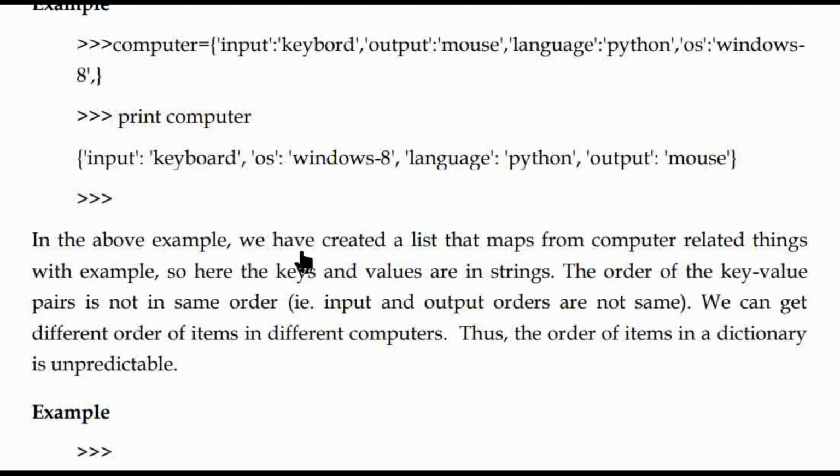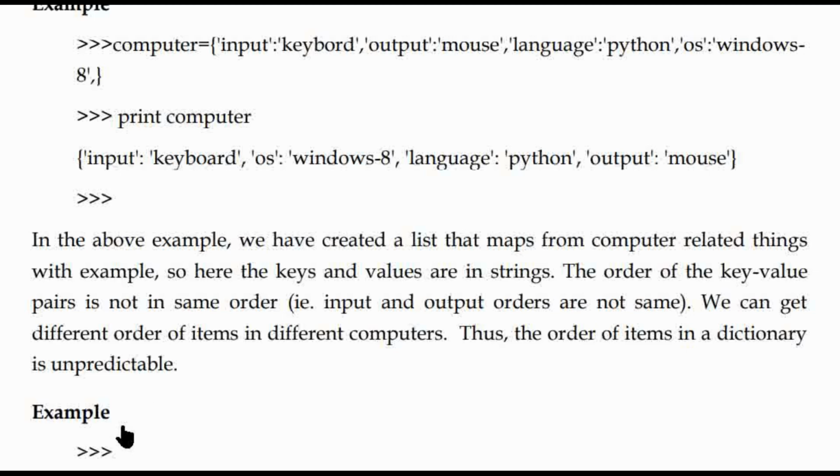In the above example, we have created a dictionary that maps computer related things with examples. So here the keys and values are strings. The order of the key value pairs is not in the same order, that is input and output. Orders are not the same. We can get different order of items on different computers. Thus, the order of items in a dictionary is unpredictable.